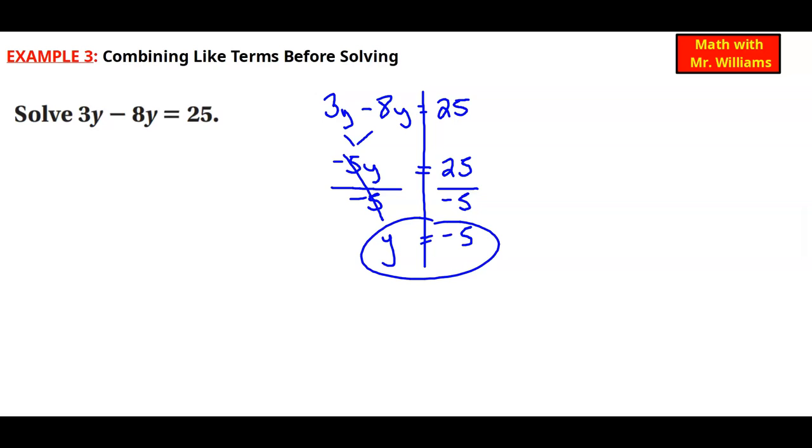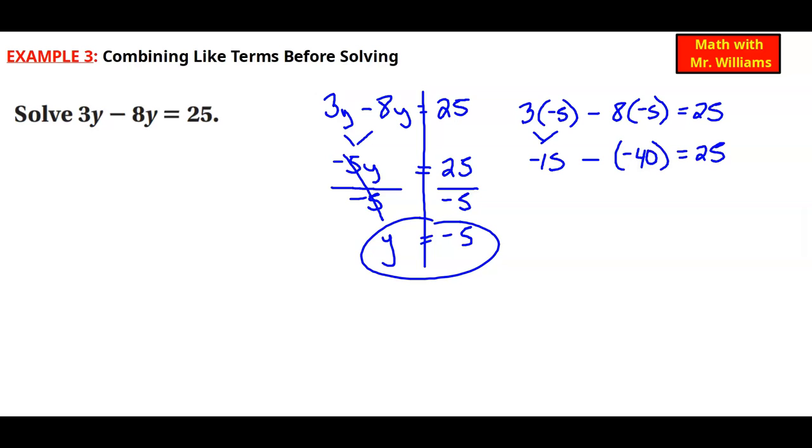Let's go ahead and check it. So we're going to go ahead and rewrite our equation, substituting that negative 5 in for the y's. All right, so the first step is that 3 times negative 5 will get us a negative 15, minus we have 8 times a negative 5 will get us a negative 40. All right, our next step is to cancel out that subtraction. We do that because we have to add the opposite. This makes that 40 a positive number. So now we have a negative 15 plus a positive 40 will get us 25 for our answer. And that does equal 25, so it does check.